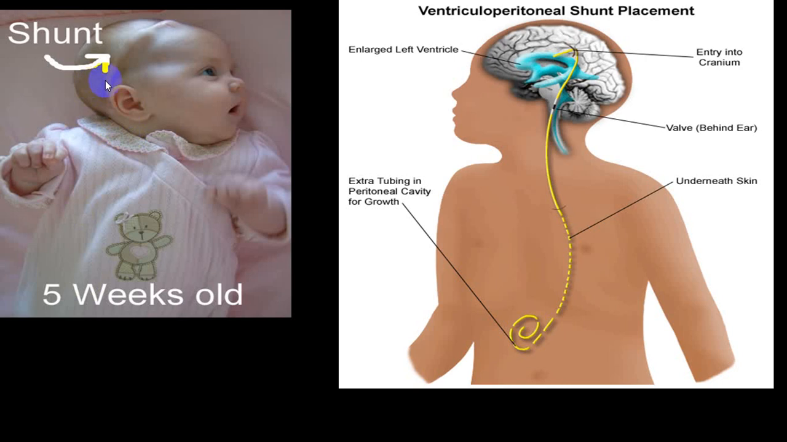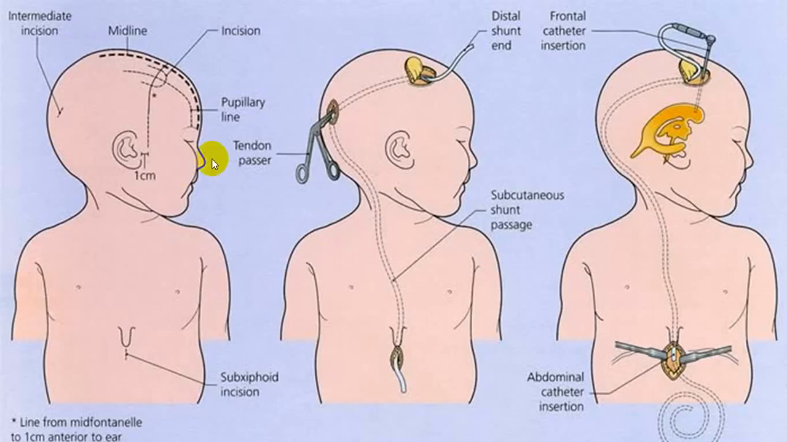This is VP shunt which is being done, and it will reduce intracranial pressure very nicely. It is one of the most common treatments done in children. This is VP shunt, ventriculoperitoneal shunt, very common.